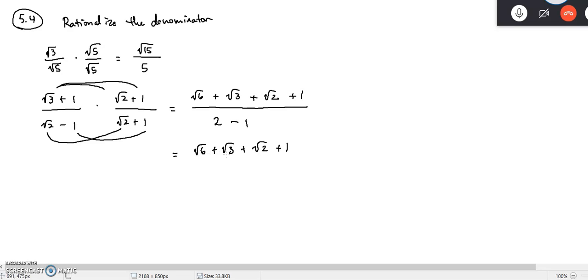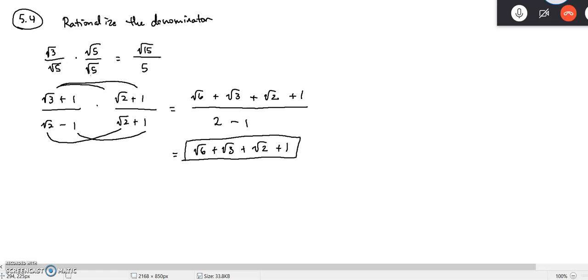We can only combine them if they're exactly the same. So I can't put together square root of 6 and square root of 3. They have to be exactly the same. I can't put together 3 and 2, and I can't put a whole number with the square root. So as far as addition and subtraction go, I can't do anything here, and that's my final answer.